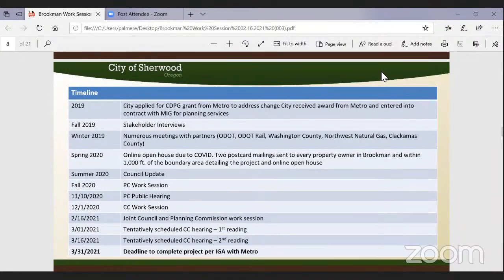We had several work sessions with Planning Commission and Council. Planning Commission held a hearing on this matter in November, and then we had a work session with the Council in December. And we have tentatively scheduled a City Council hearing date for the first meeting in March. And ultimately, this project needs to be wrapped up by the end of March per our IGA with Metro.